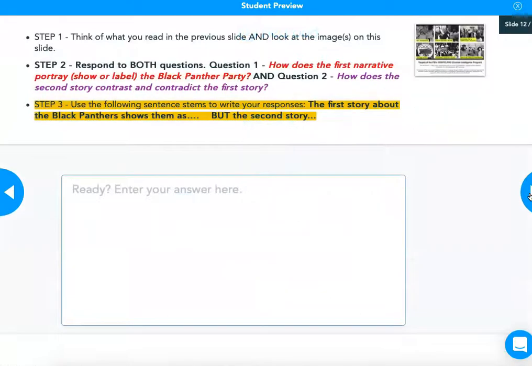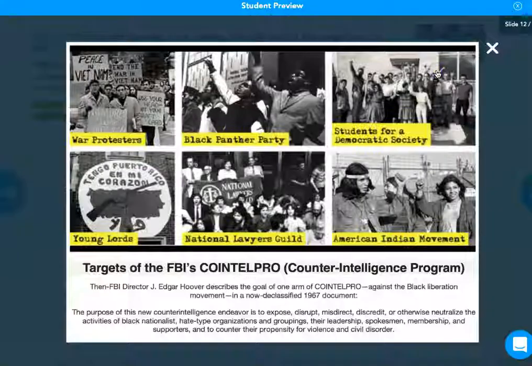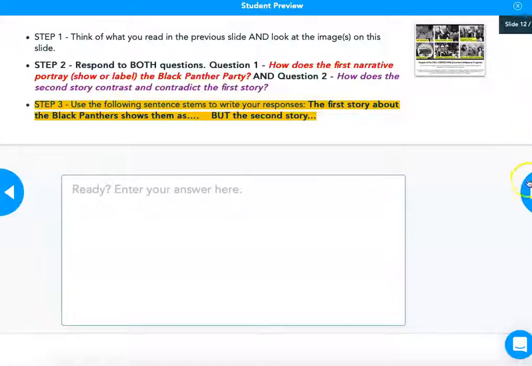And here, the final open-ended question: you're going to think about the previous slide and those two stories, and then you're going to complete step 1 and step 2. So you're going to answer both questions, and you're also going to complete the sentence starters. And here's some additional information on ways that the United States government has worked to suppress the Black nationalist movement in the United States. Okay.